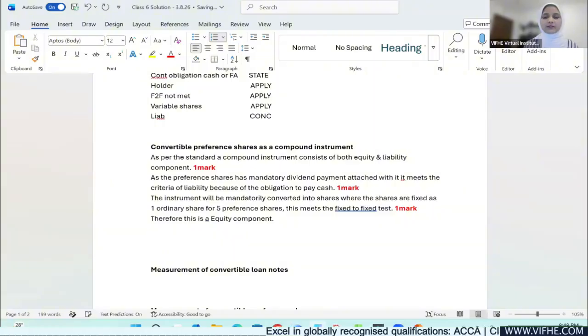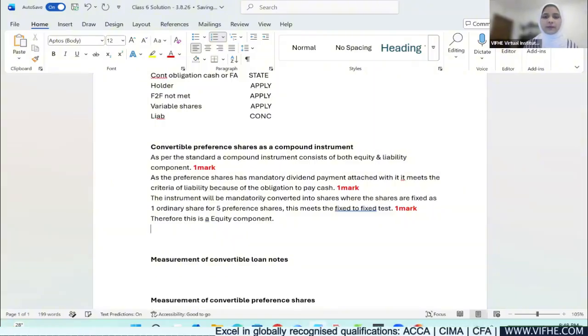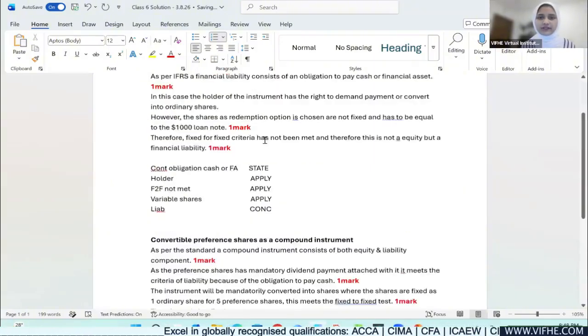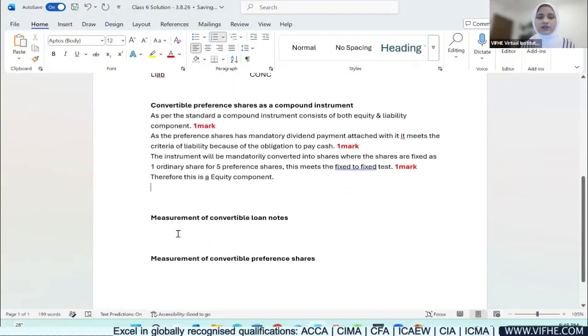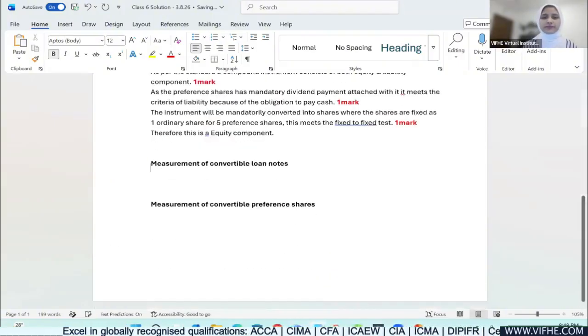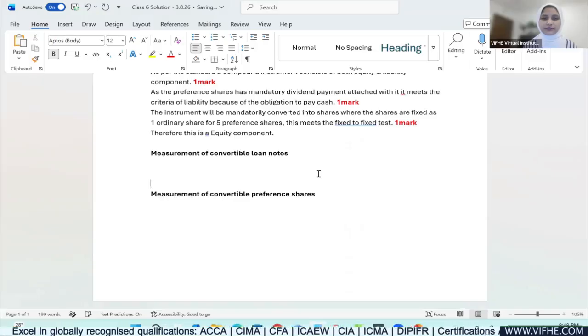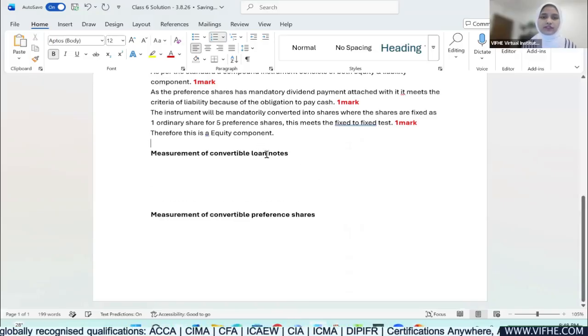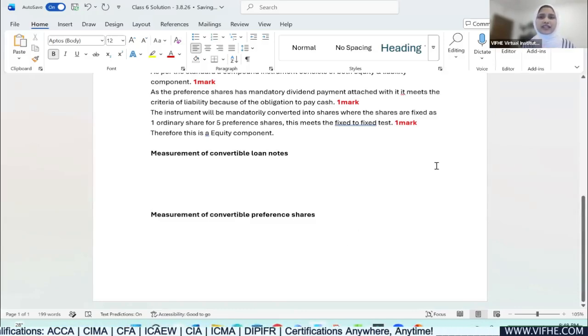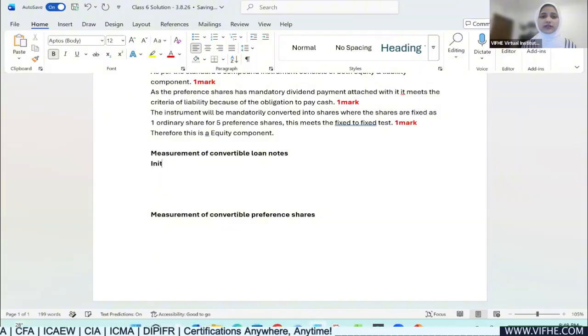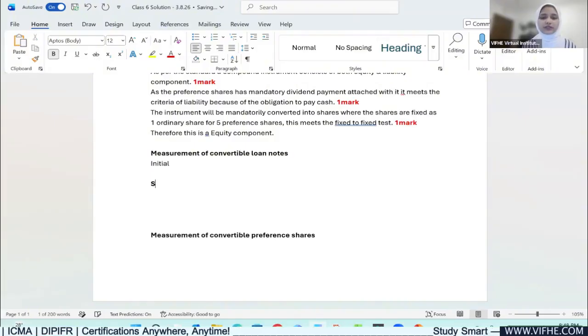Now the remaining marks, which is actually now 5 marks. So 5 marks I have to get from measurement, which I'll get now. If I've already proved that the convertible loan notes are a financial liability, how are they initially measured? Do you all recall? And then how are they subsequently measured?